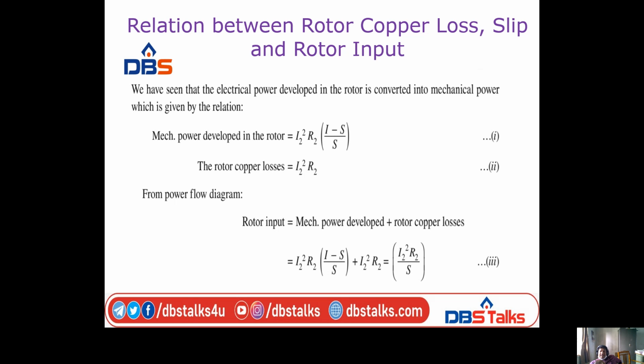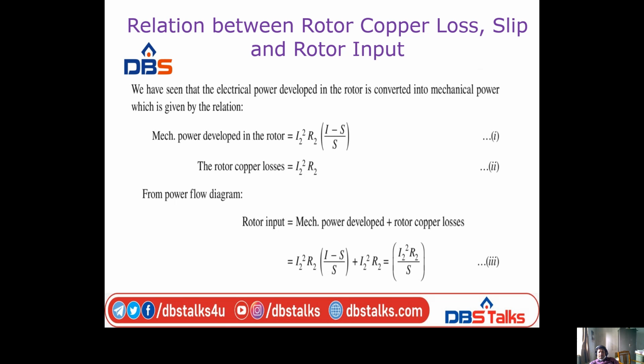That may be converted into mechanical power. So electrical power is converted into mechanical power. Therefore, first we have to determine the mechanical power developed in the rotor. So mechanical power developed in the rotor is nothing but I2 square R2 (1 minus S) by S. Then rotor copper loss is nothing but I2 square R2.